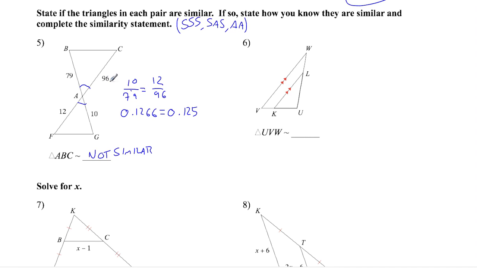So don't just see that you have 2 sides and an angle and say, oh, side, angle, side, they're similar, because they're not. You have to actually show that the proportions work out. And in this case, they don't.